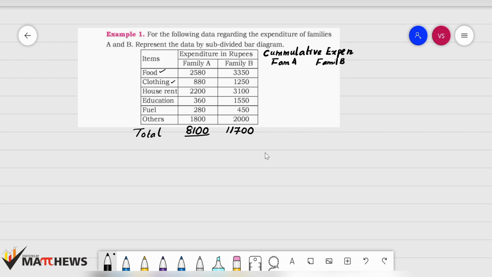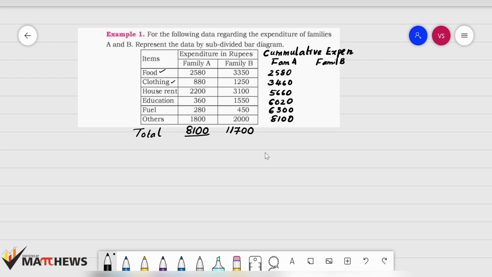Okay, so let's see. For family A, as it is 2,580. If you add 880 to it, you'll get 3,460. Then this 2,200, if you add, we get 5,660. Then we add 360, we'll be getting 6,020. If we add 280, it will be 6,300. And if we add 1,800, the total will be 8,100.